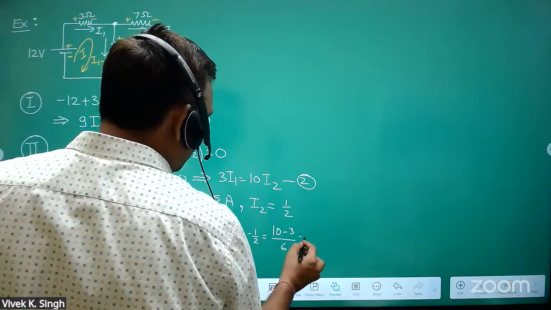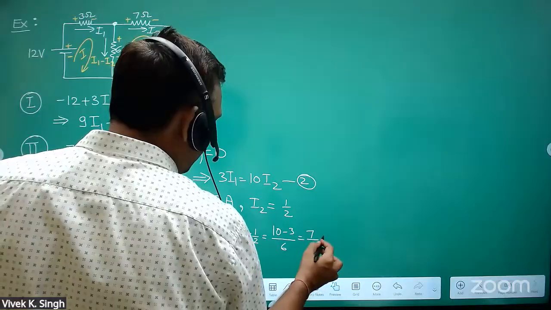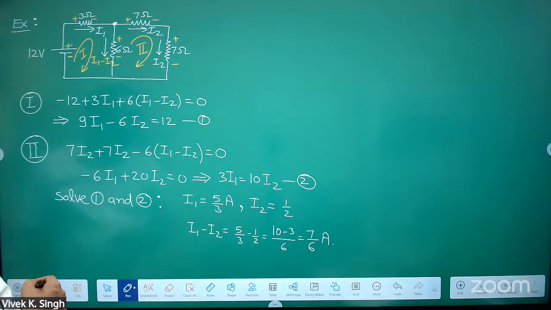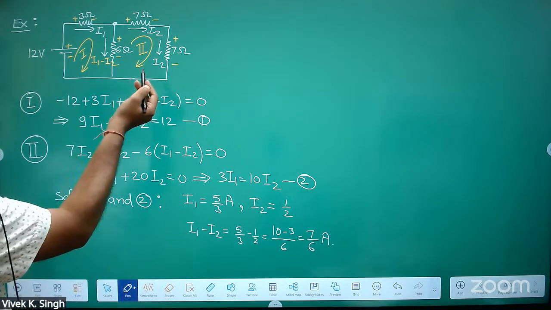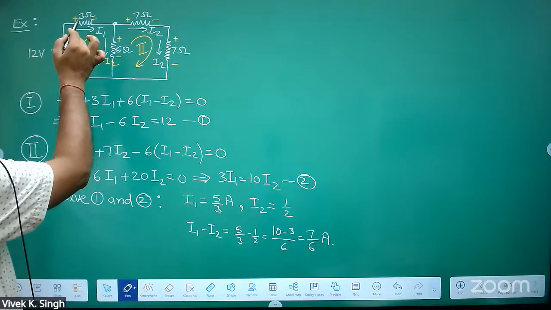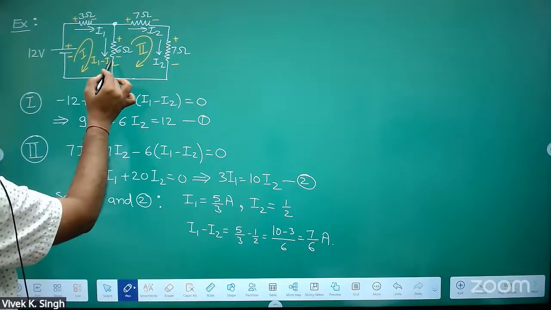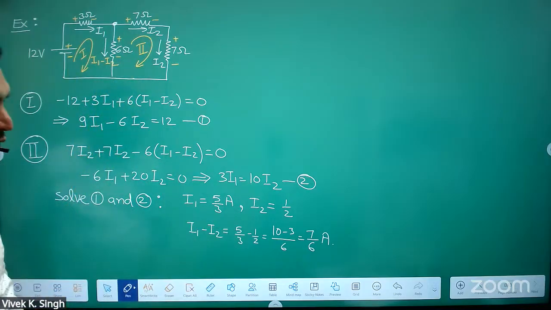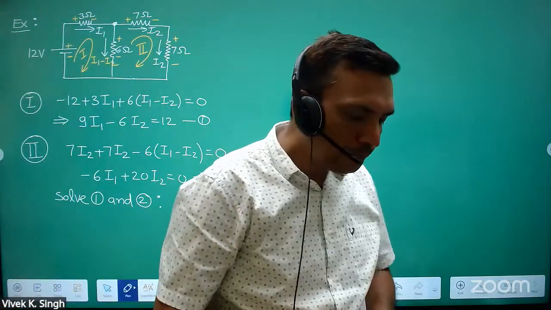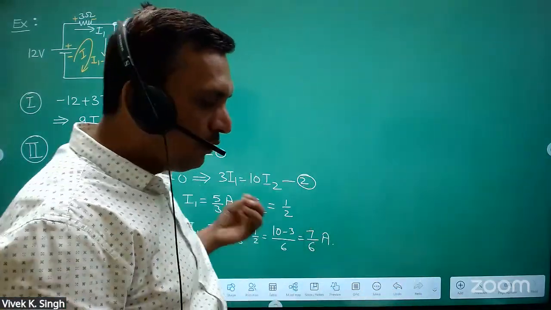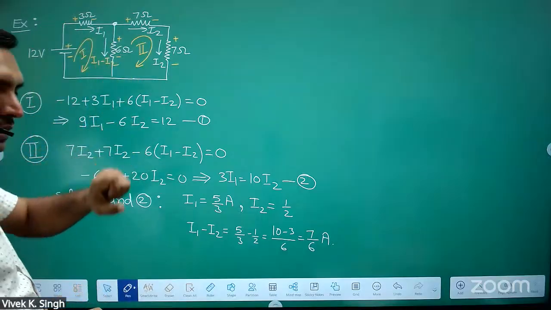7/6 ampere. Yes or no? Yes, sir. So just see, by applying KVL, you have calculated current through each element. This 6 ohm current is I1 minus I2, so this current is 7/6. By applying KVL and KCL, you will get the current. And if you know current, you know the voltage across different elements.